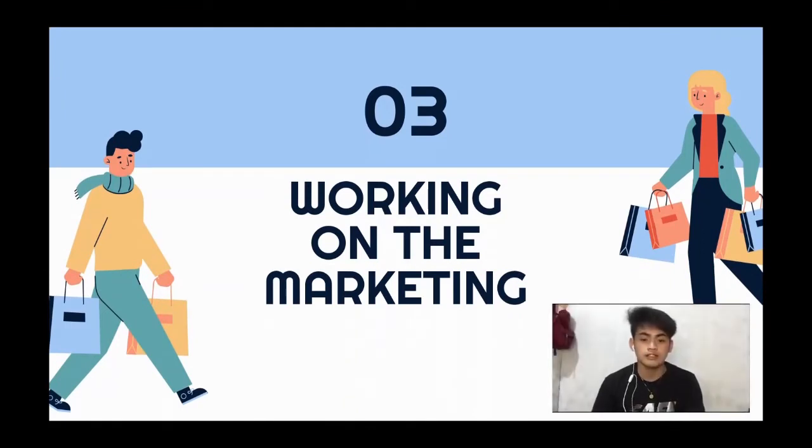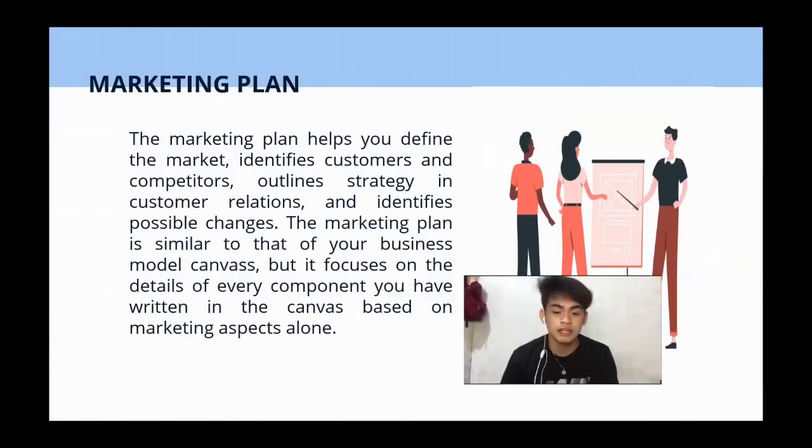So next is working on the marketing plan, branding, and positioning. Marketing plan. The marketing plan helps you define the market, identifies customers and competitors, outlines strategy in customer relations, and identifies possible changes. The marketing plan is similar to that of your business model canvas, but it focuses on the details of every component you have written in the canvas based on marketing aspects alone.